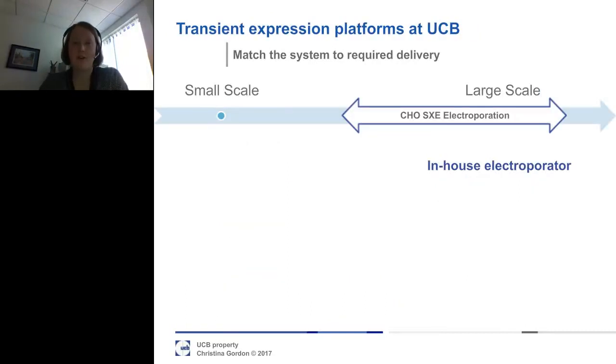So here I'm going to show you the expression platforms that we have available for the medium to larger scale, and one of them is our in-house electroporator.